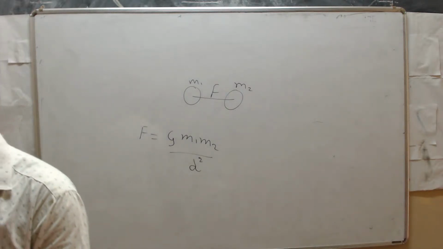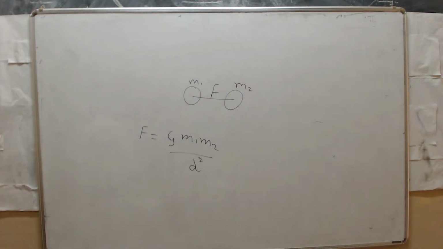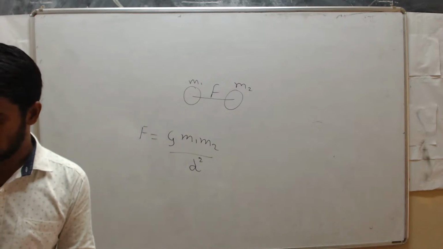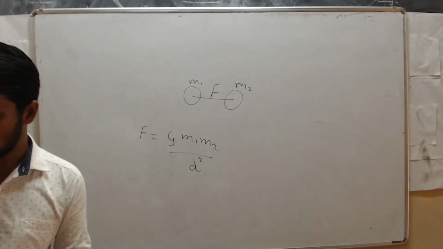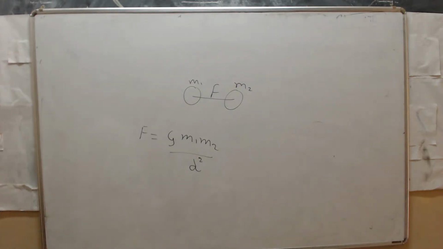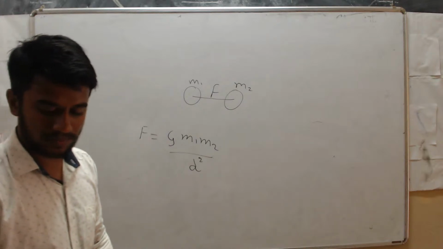Yesterday I gave one homework. The mass of the Earth is 6 into 10 raised to 24 kg, and that of the Moon is 7.4 into 10 raised to 22 kg. If the distance between the Earth and the Moon is 3.84 into 10 raised to 5 kilometer, calculate the force exerted by the Earth on the Moon. G is equal to 6 point. So now we will do that one.